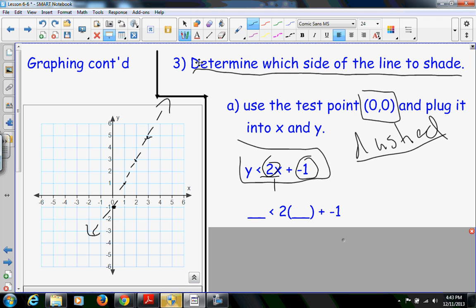Then it says determine which side to shade. It's telling me to use a test point (0, 0). Notice (0, 0) is right here. So I'm going to plug in (0, 0), and instead of y, I'm going to write 0.